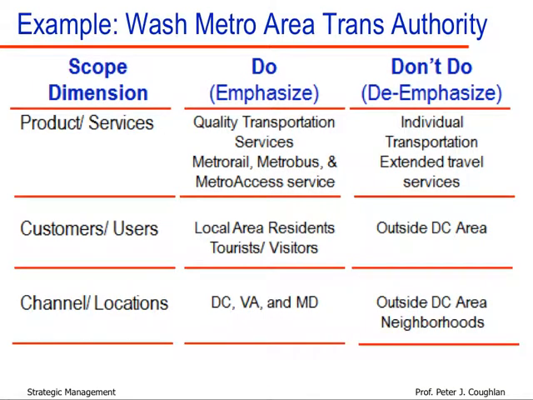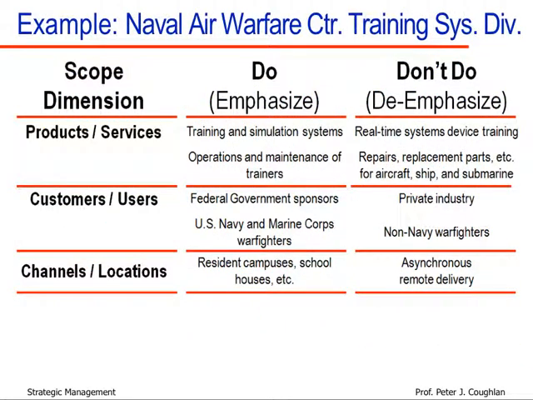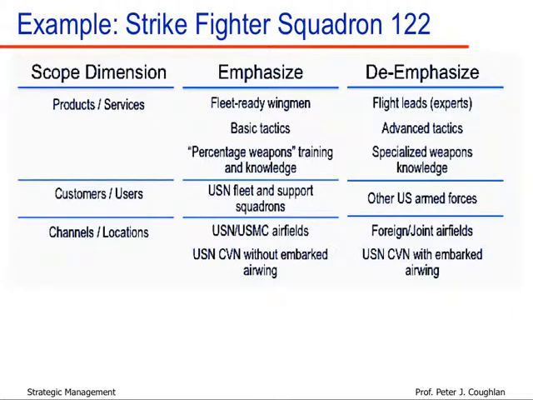Here's another one for the Washington Metro. I had some Washington, D.C. students look at the Washington Metro and do an analysis. And here's a definition of the scope of what Washington Metro Service does and doesn't do. Here's the Naval Air Warfare Center Training Systems Division. Again, scope dimension, then what they do or emphasize, and what they don't do or de-emphasize.